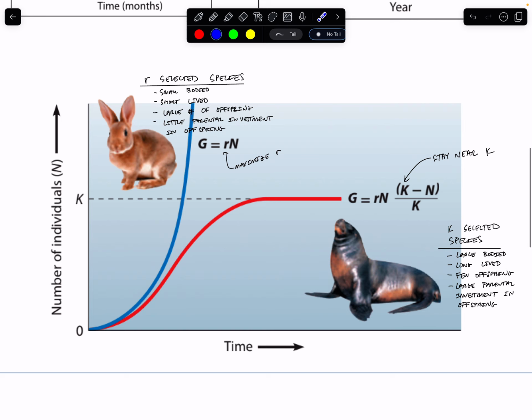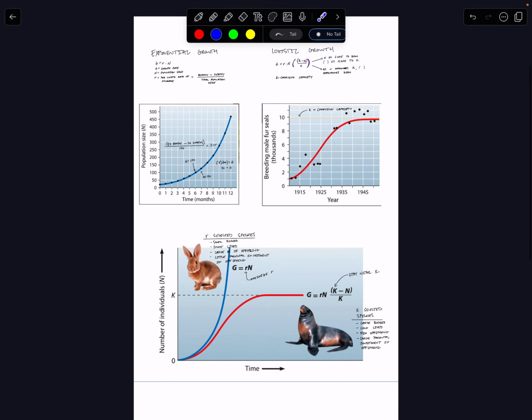So we're going to talk more about these two different life history strategies and why some organisms' life history traits lead them towards more R-selected characteristics or more K-selected characteristics. So that's all.